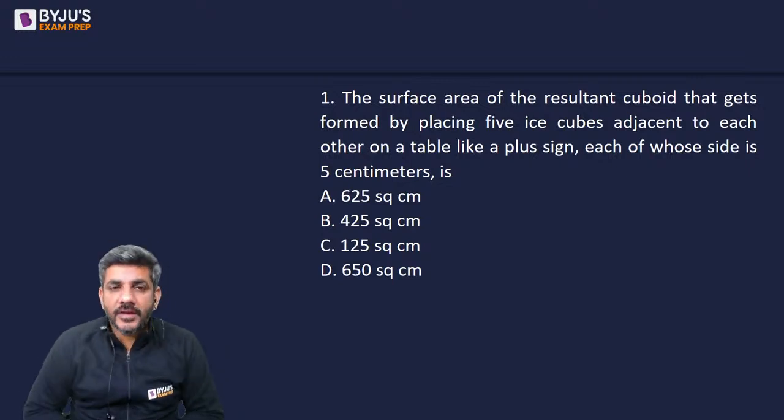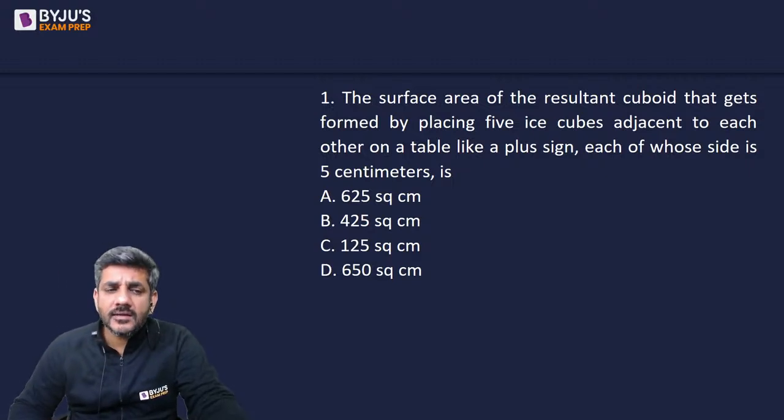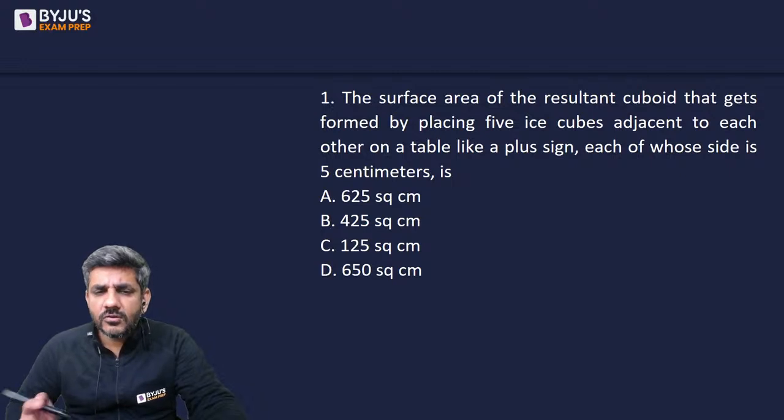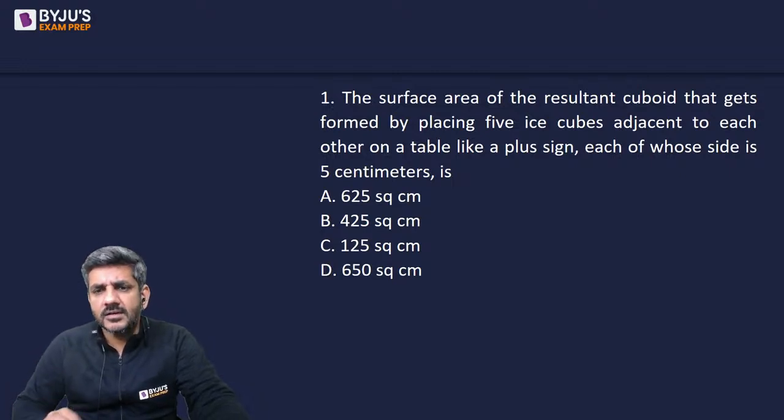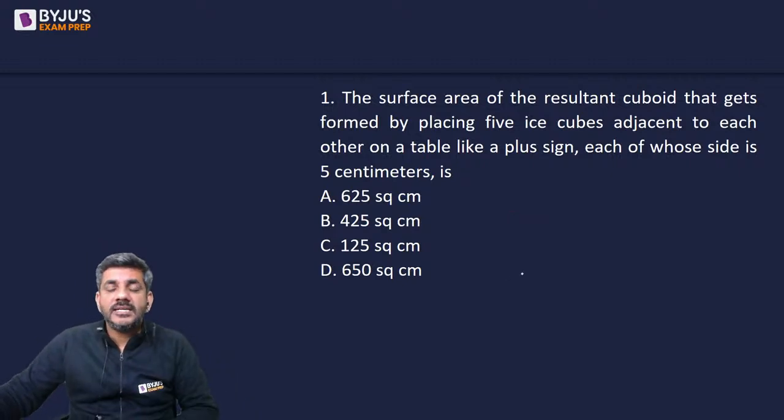Okay, so let's start doing it now. The surface area of a resultant cuboid that gets formed by placing 5 ice cubes adjacent to each other on a table like a plus sign. Though I would not call it a cuboid, right? It does not look like a cuboid. It's a different structure that is going to be formed. But the point is, he's saying that they make a plus sign.